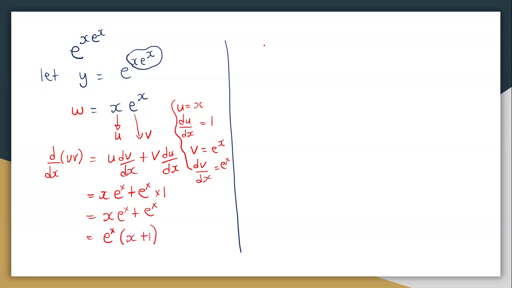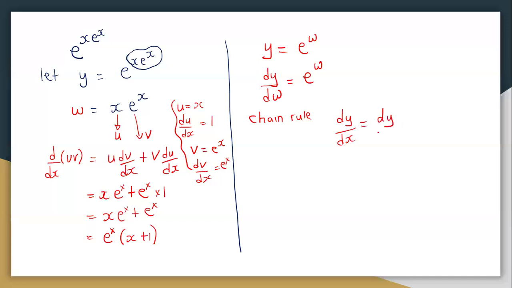Now, after finding that, remember we had our y equal to e^w. So in order for us to find it, we shall say that w is going to give us e^w. So we go back to our chain rule now. What does our chain rule tell us? It tells us that dy/dx can be the same as dy/dw, then times our dw/dx.